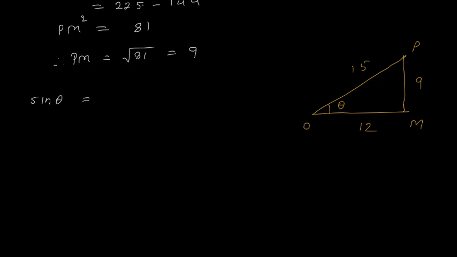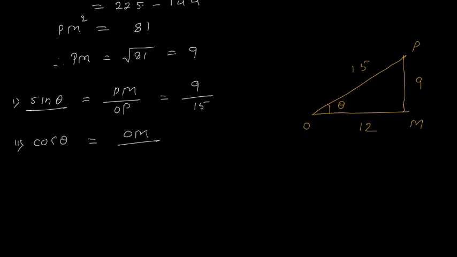Sin theta is opposite upon hypotenuse. So sin theta is PM upon OP. The value of PM is 9. The value of OP is 15. So 9 upon 15 is sin theta. Second, we have to find cos theta. Cos theta is adjacent of the angle, that is OM, divided by hypotenuse, that is OP. So the value of OM is 12 and the value of OP is 15. So this is 12 upon 15.